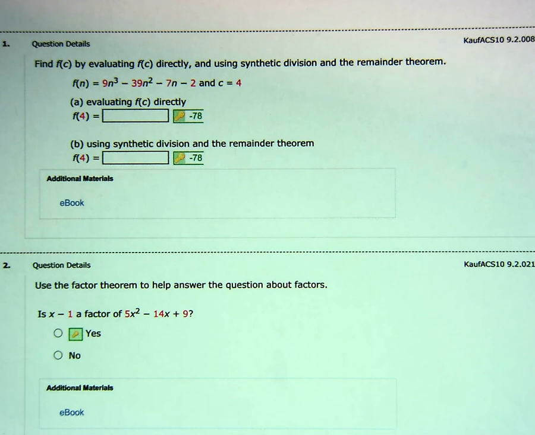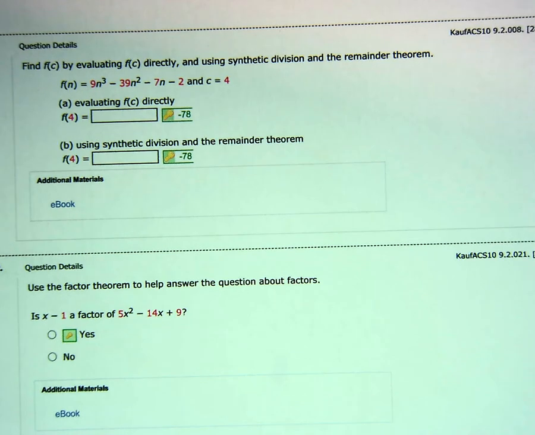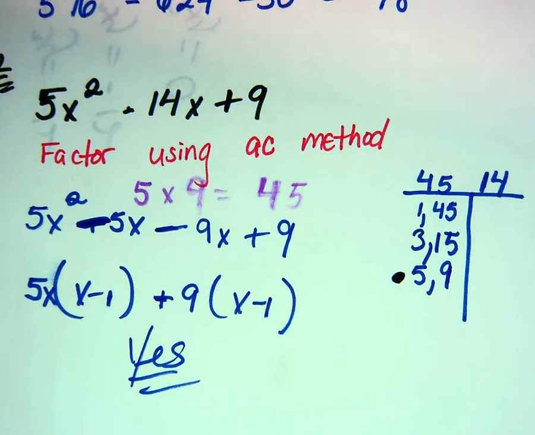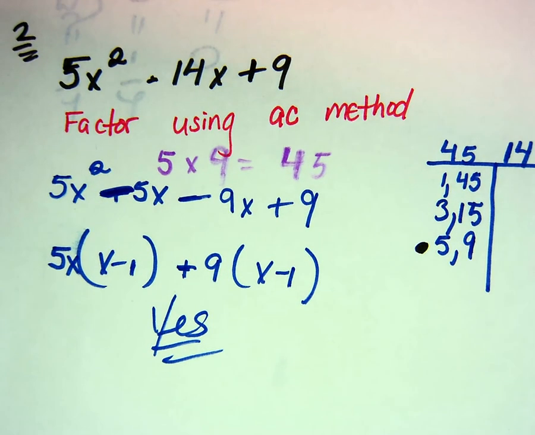So we see the actual equation itself. We got 5x squared minus 14x plus 9. It wants to know if this part right here is actually a factor. So let's figure that out. And it is a yes, so let me show you how.